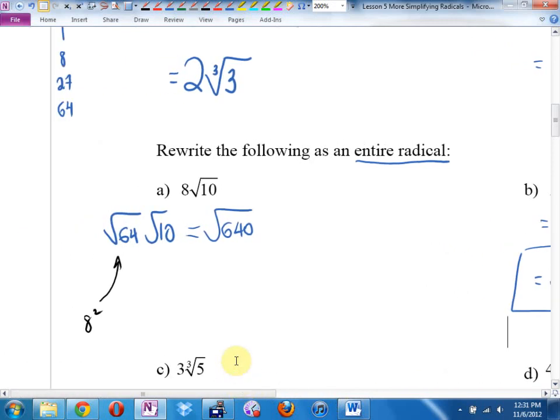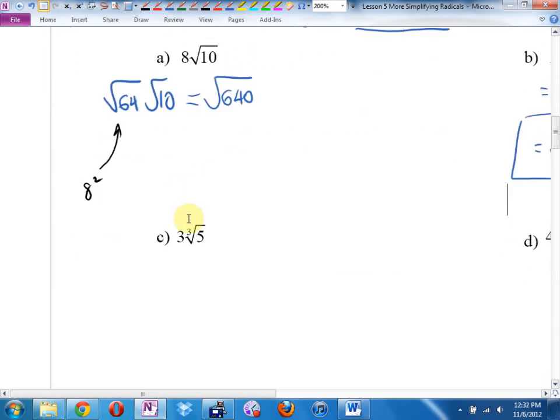Can I come back to you for A? How did you get the 8? You said you went 8 squared. What kind of a root are we using in part C? Cubed? So I'm not going to be looking for squared. What am I going to be looking for, do you think? Cubed. I'll show you what I mean.